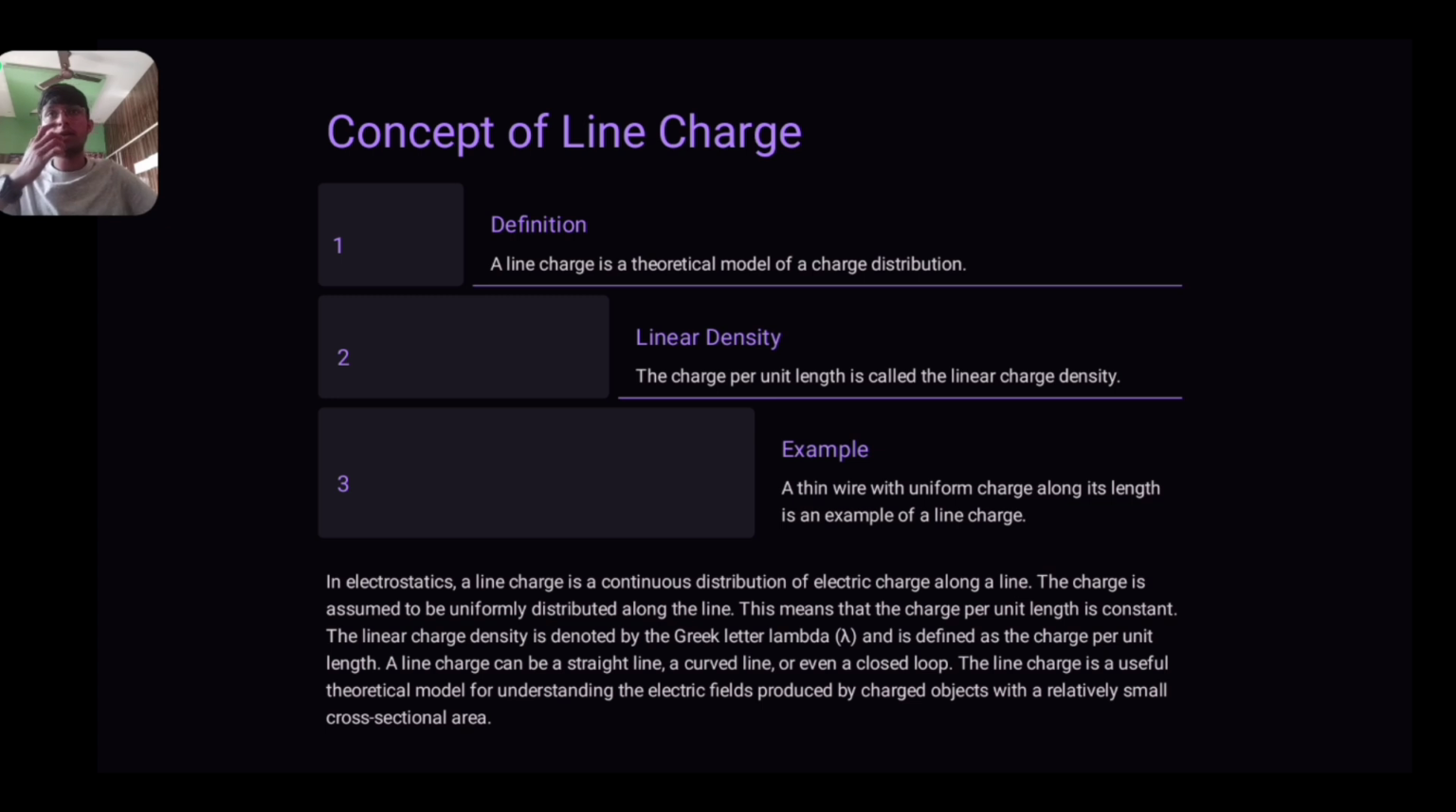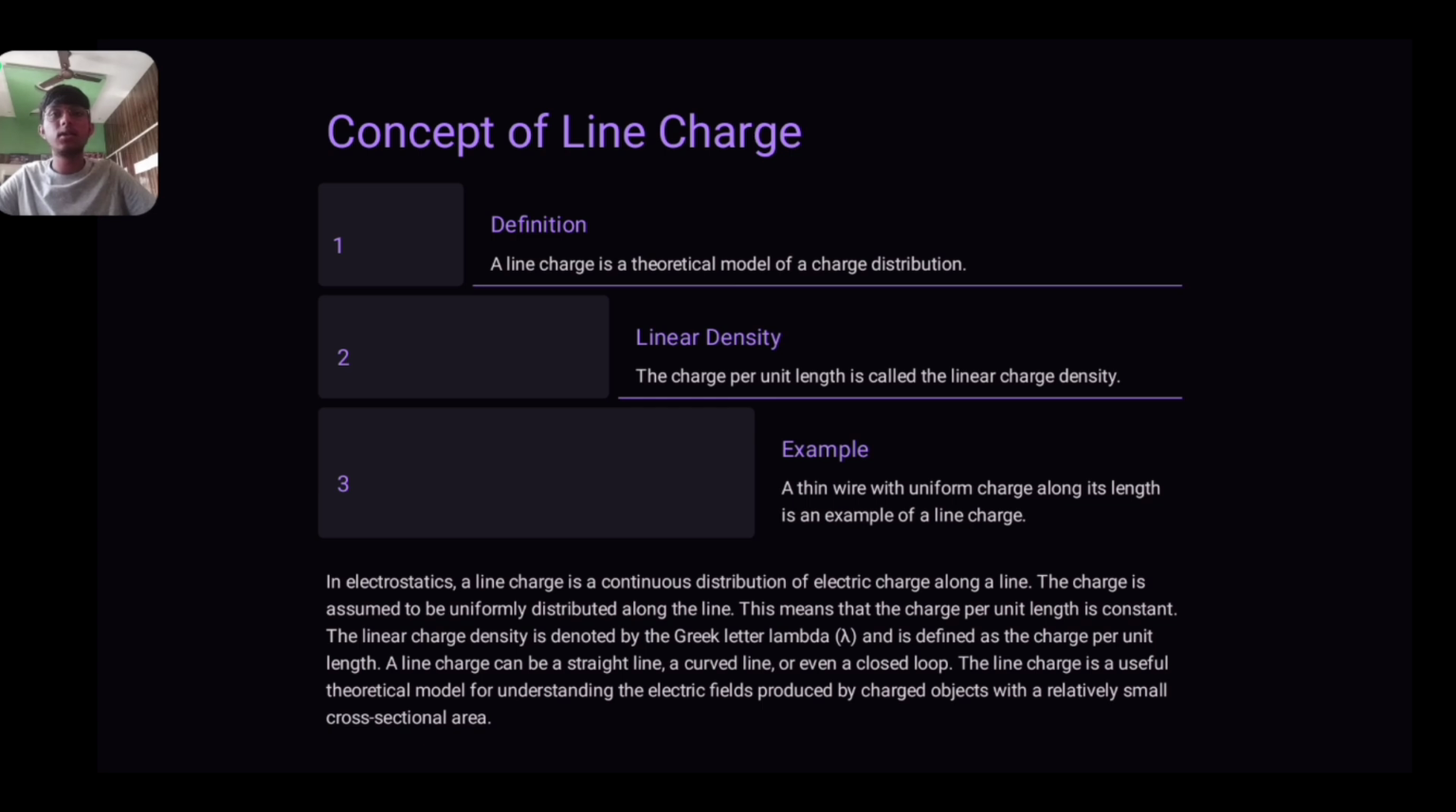First, the definition of line charge. A line charge is a theoretical model of a charge distribution. Then linear density: the charge per unit length is called the linear charge density. Example: a thin wire with uniform charge along its length is an example of a line charge. In electromagnetics, a line charge is a continuous distribution of electric charge along a line. The charge is assumed to be uniformly distributed along the line. This means that the charge per unit length is constant.